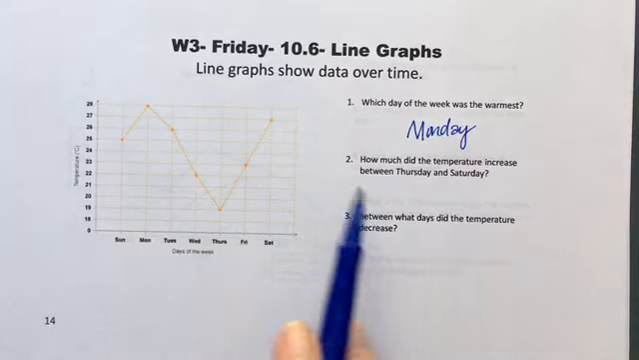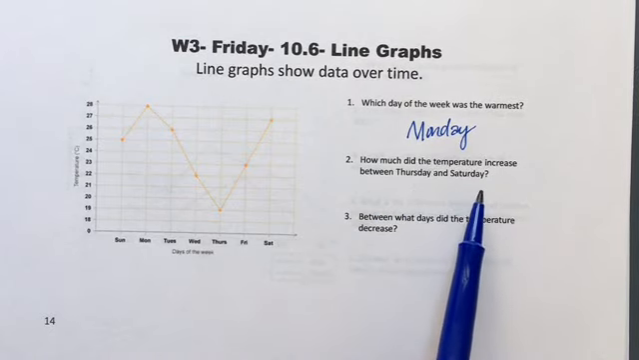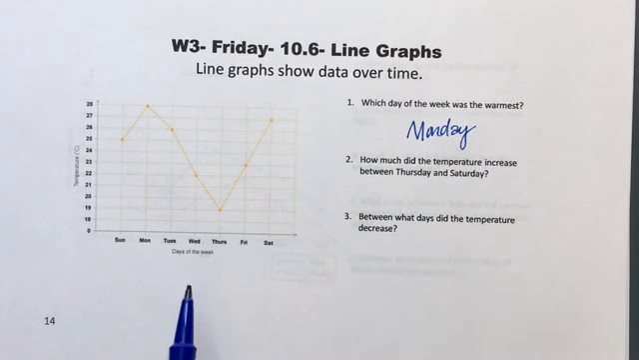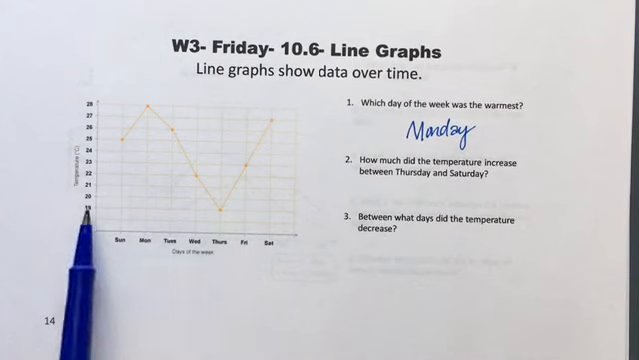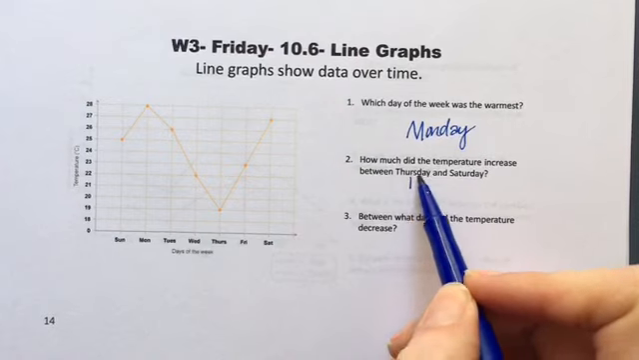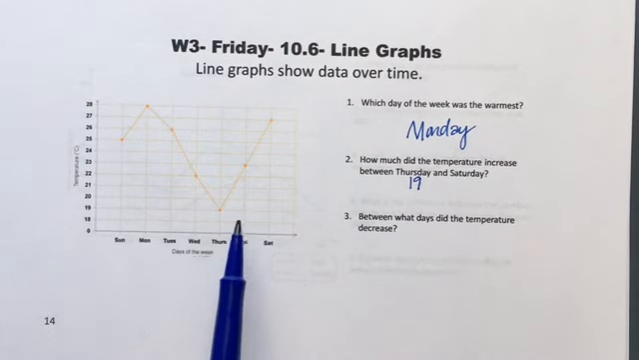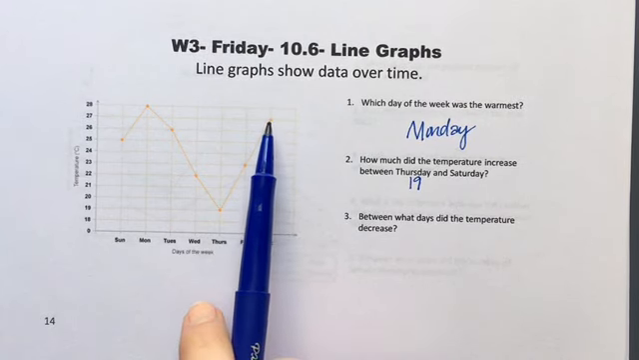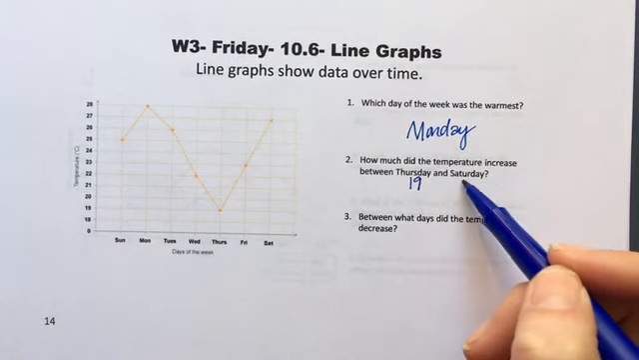Number 2 says, how much did the temperature increase between Thursday and Saturday? All right, so from Thursday to Saturday, how much did it increase? Well, what was the temperature on Thursday? Hopefully you see this. It's 19 on Thursday, so we'll just put a little 19 there. And then on Saturday, it was what? Go ahead and read the graph. We go to Saturday, follow it up, and there's the point. Over would be 27 degrees.